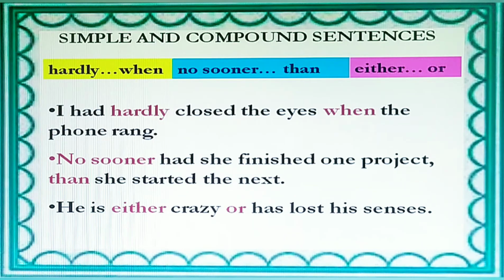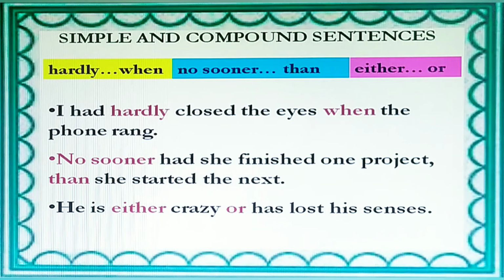I had closed the eyes, the phone rang, is joined together using hardly when. That is, I had hardly closed the eyes when the phone rang. In the second example, she had finished one project, she started the next, is joined by no sooner than. No sooner had she finished one project than she started the next.